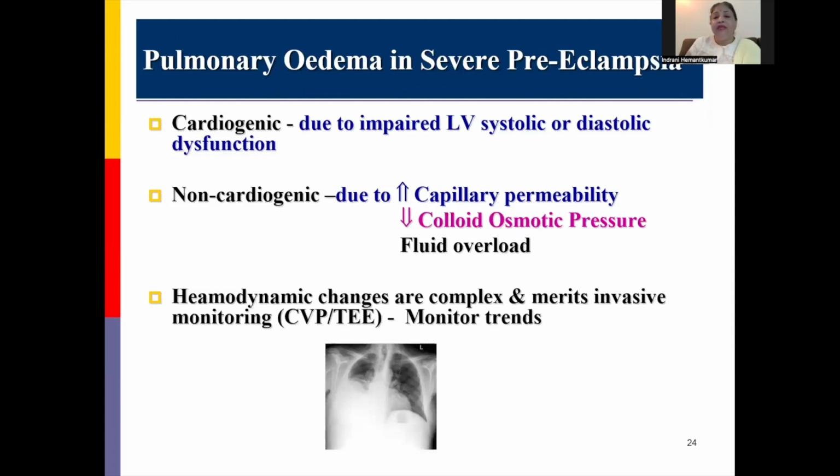And what could be the cause of pulmonary edema? Pulmonary edema can be cardiac or it could be non-cardiac. Cardiac, as I already said, patient can develop diastolic and systolic dysfunction, congestive cardiac failure leading to pulmonary edema. Non-cardiac causes could be because of an increase in capillary permeability, a decrease in colloid osmotic pressure leading to fluid overload. So, which means these are the patients you have to enhance your monitoring to get a better outcome.